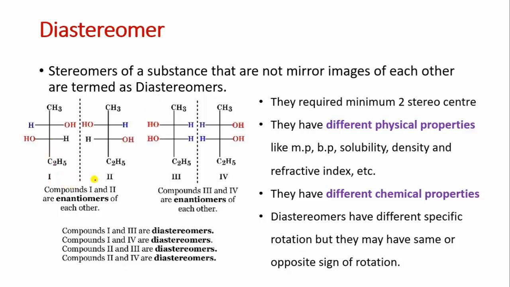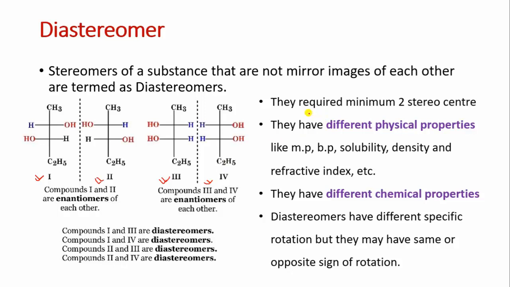Here are two pairs of enantiomers. Here is a total of 4 stereoisomers. You can see 1 and 3 are diastereomers. 1 and 4 are diastereomers of each other. 2 and 3 are diastereomers of each other. 2 and 4 are diastereomers of each other.